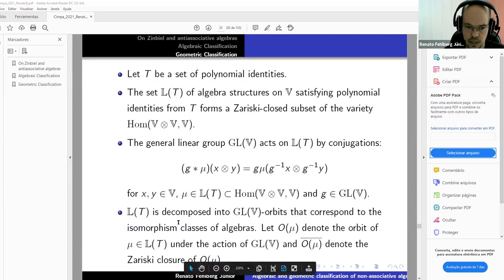So LT can be decomposed into GL orbits that correspond to isomorphism classes of algebras. We denote an orbit of an element in this way, and its Zariski closure with a bar on this orbit.